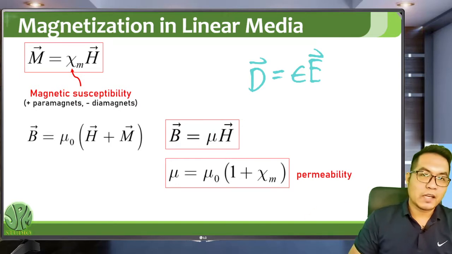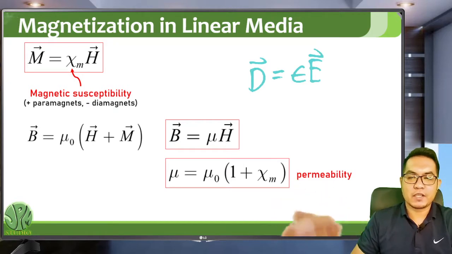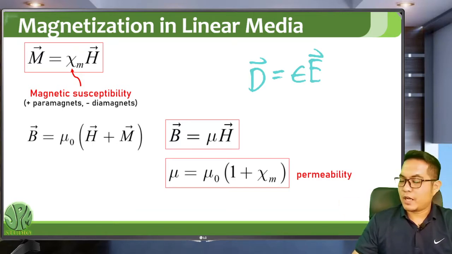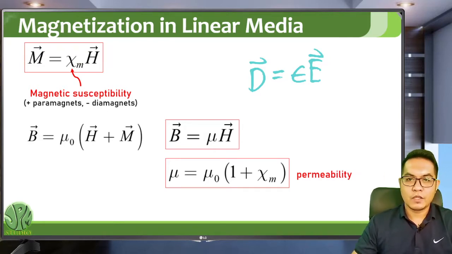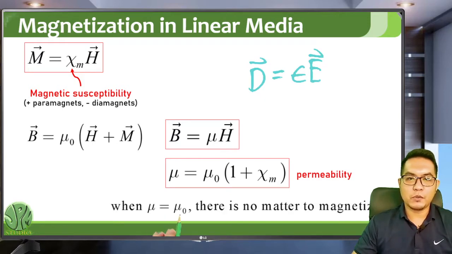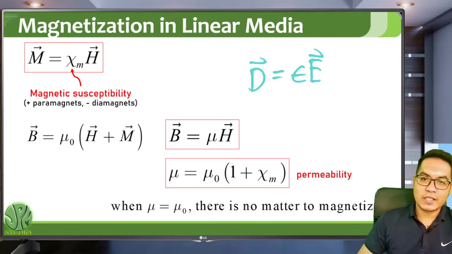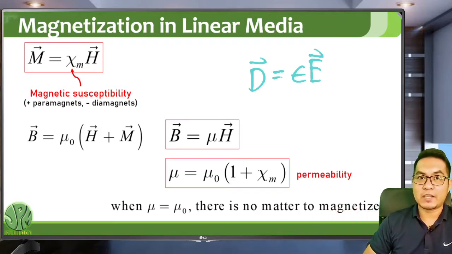So these are now the magnetic susceptibility and magnetic permeability. Permeability is basically how permeable your material is to magnetic fields. How does it respond to an external magnetic field? So mu naught again is the permeability of free space. When mu is equal to mu naught, that means the susceptibility is equal to 0, then that material is basically a vacuum. There's no material there, no matter to magnetize.